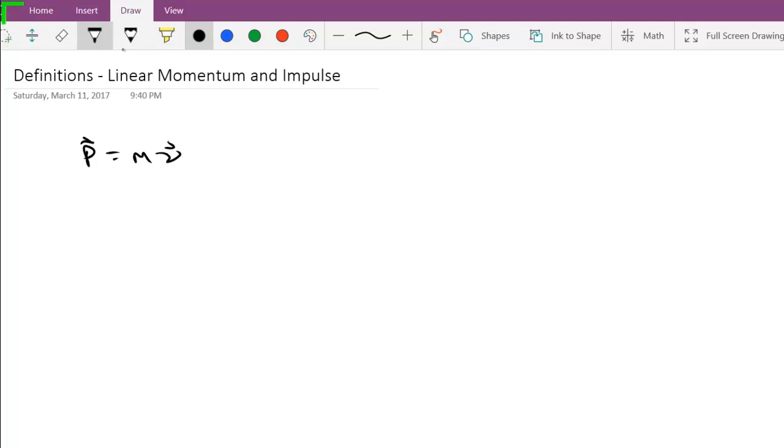Because it is a vector quantity, we have to always be very careful to define a coordinate system. So here we will define a traditional coordinate system with positive direction being to the right and upwards. Mass is a scalar quantity, but velocity is a vector quantity and momentum is a vector quantity. And so we see that the direction of the momentum is the same as the direction of the velocity.